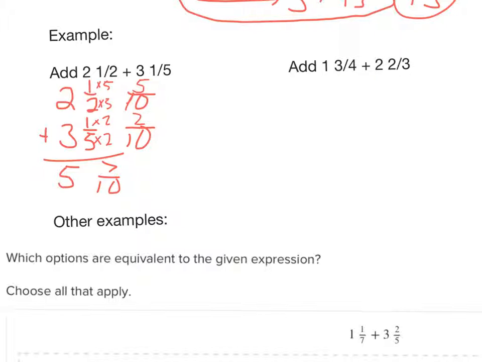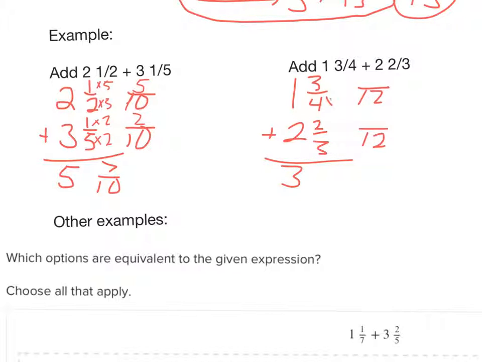Another example, 1 and 3/4 plus 2 and 2/3. Adding them up, the whole numbers add up to 3. 3/4 plus 2/3, I need a common denominator. 3 and 4 both go into 12, so I'm going to use 12. 4 times 3 makes 12, so 3 times 3 makes 9. 3 times 4 makes 12, so 2 times 4 makes 8. I can add up the numerators now.